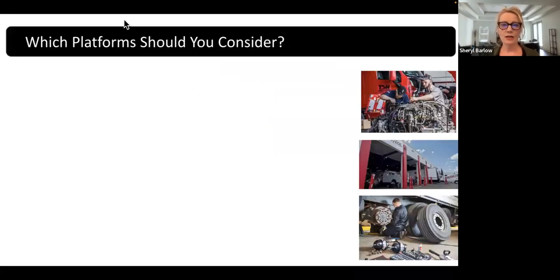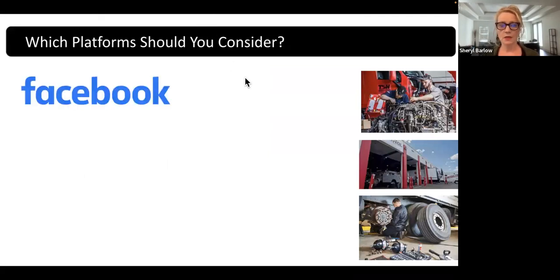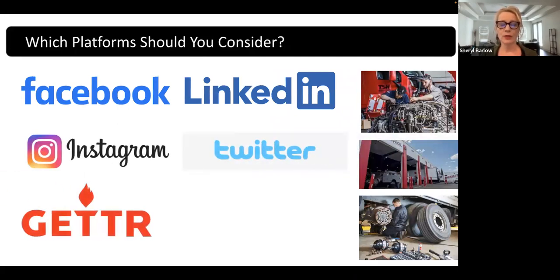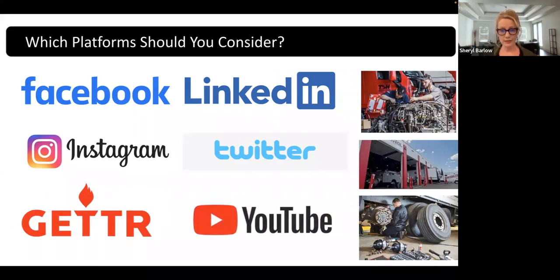When we talk about what platforms to consider, there's a lot of platforms out there. We've got Facebook and LinkedIn, and there's Instagram and Twitter, some new platforms like Getter, and YouTube, of course. YouTube is a social media platform, and it's an important one because YouTube is the second largest search engine in the world. So there's just a few up on the screen.